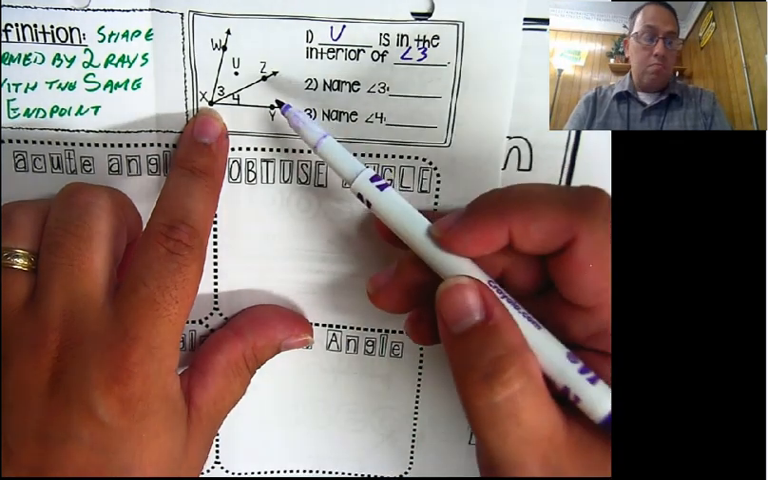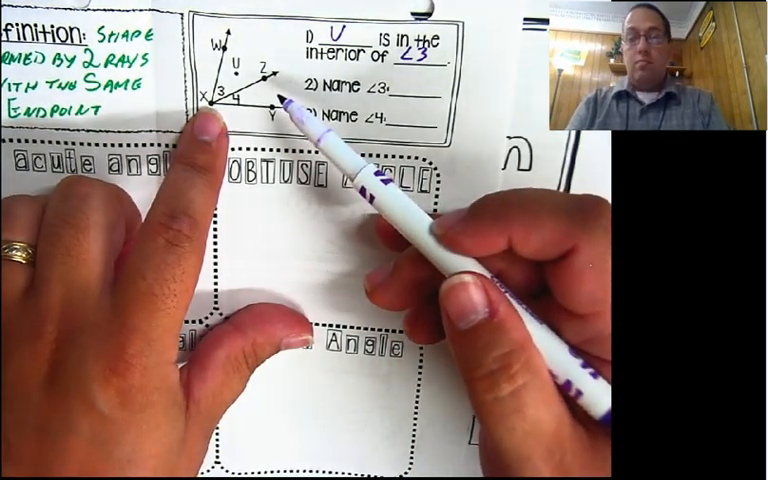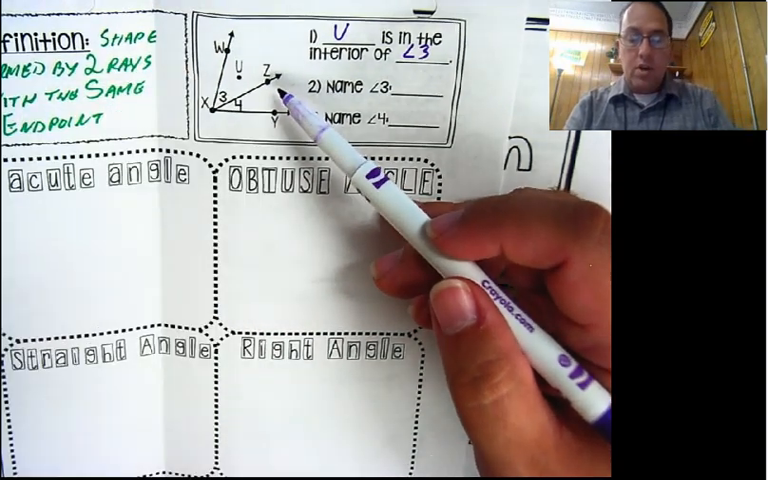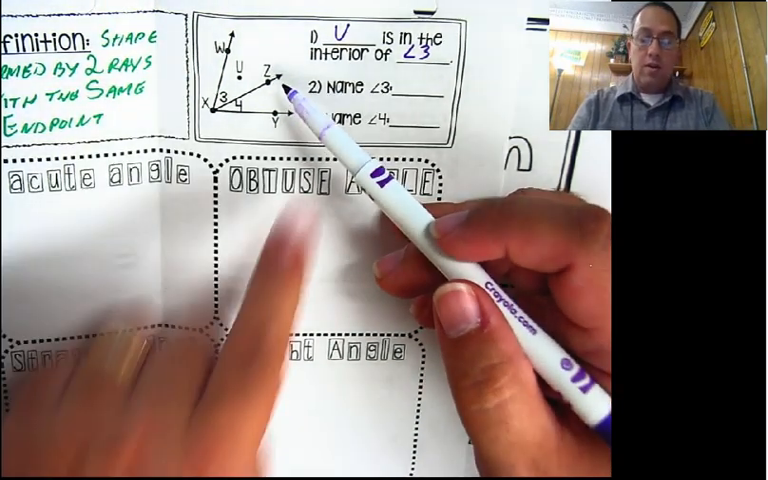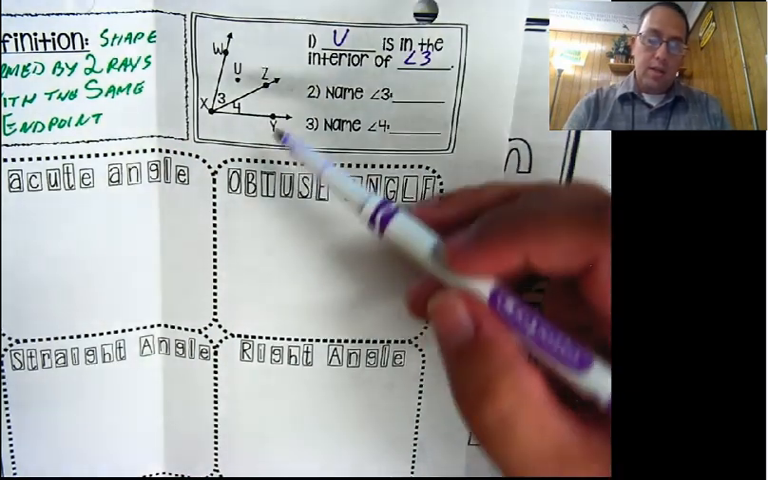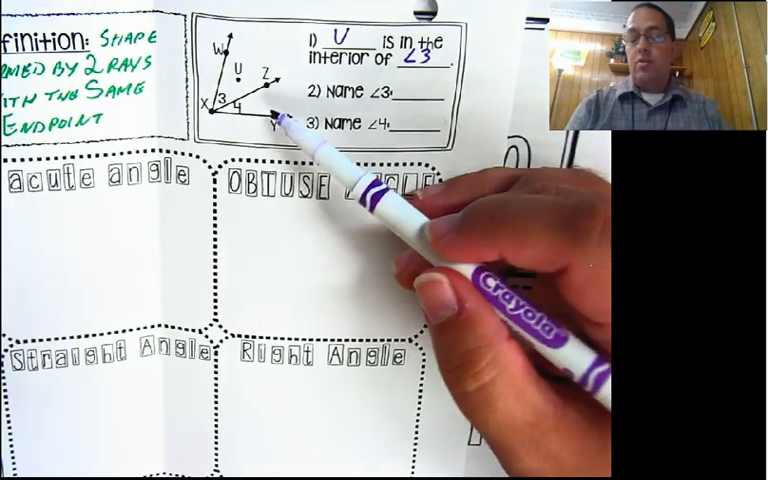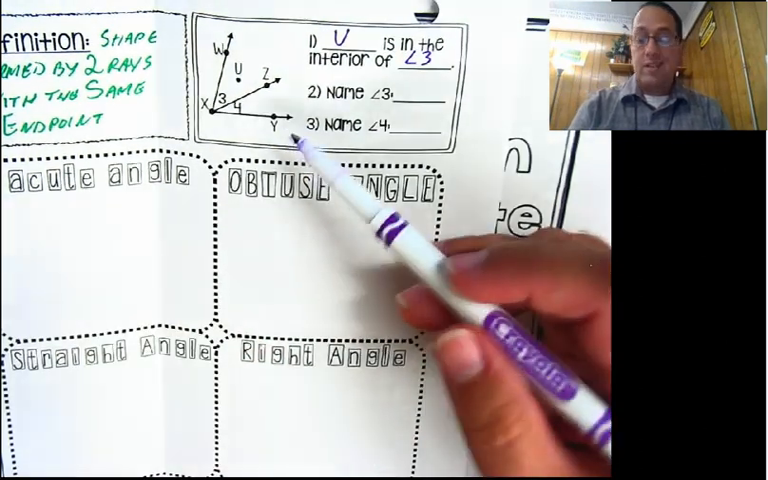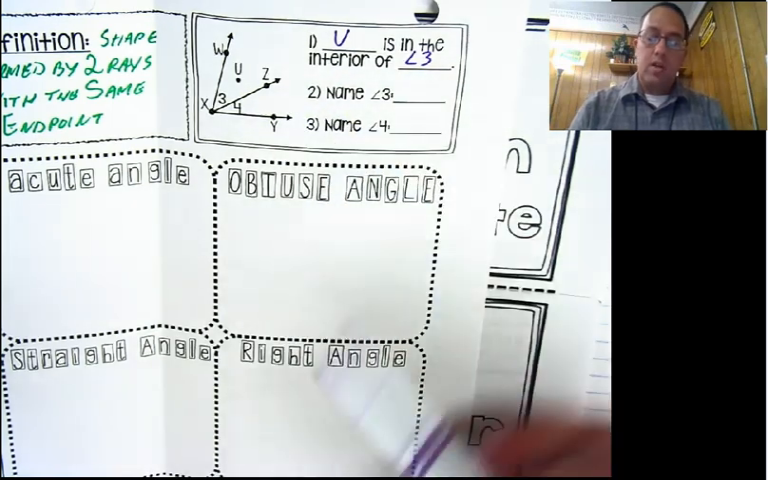What about Z? Is Z interior to anything? Well, yeah, we could say that point Z was interior of angle WXY, or angle YXW, whichever way you want to call it. But do we have any points interior of angle 4? No, we have nothing inside angle 4 that is labeled, so we couldn't use angle 4 here.